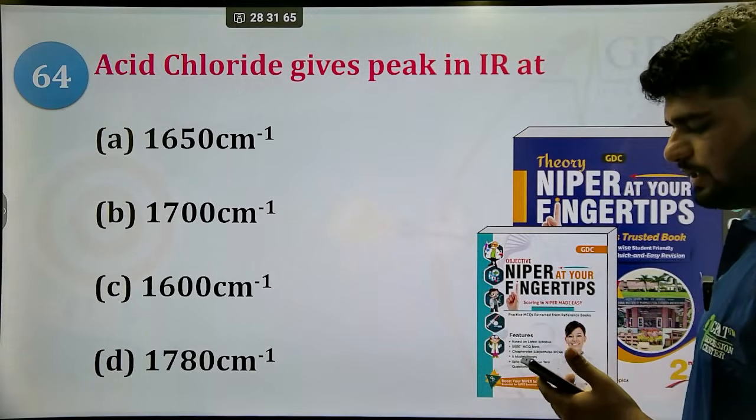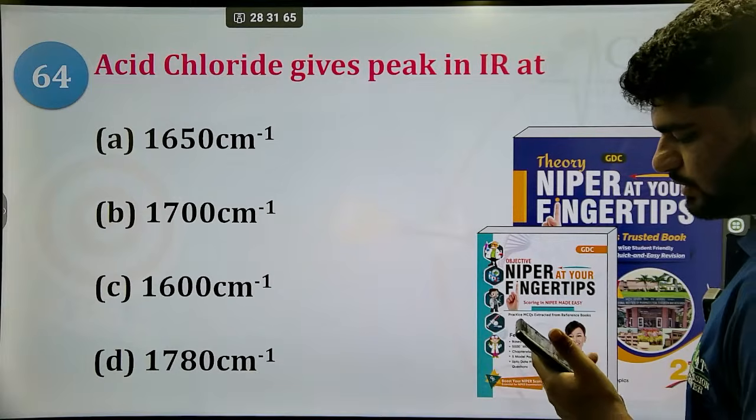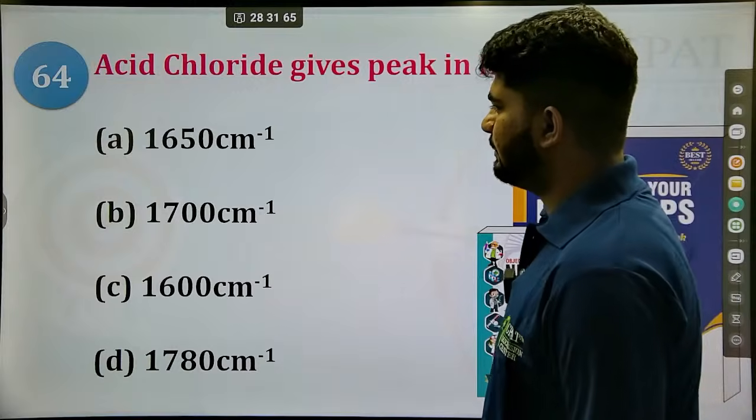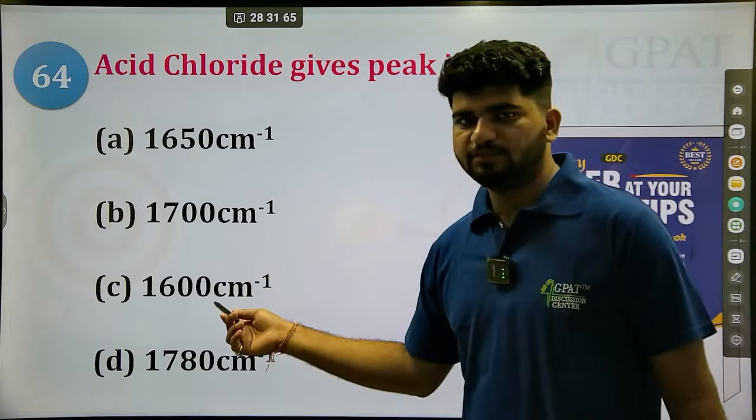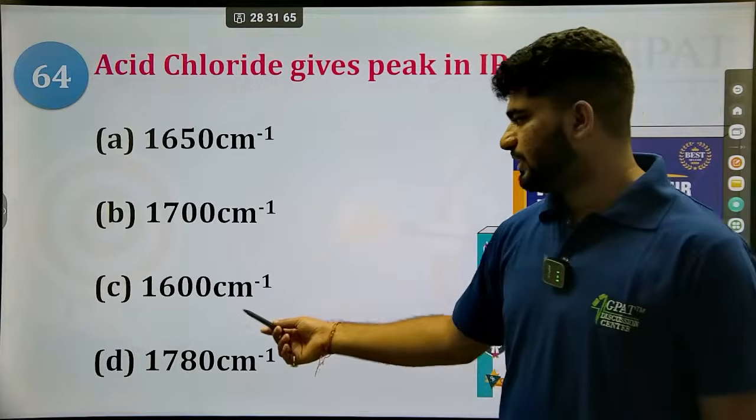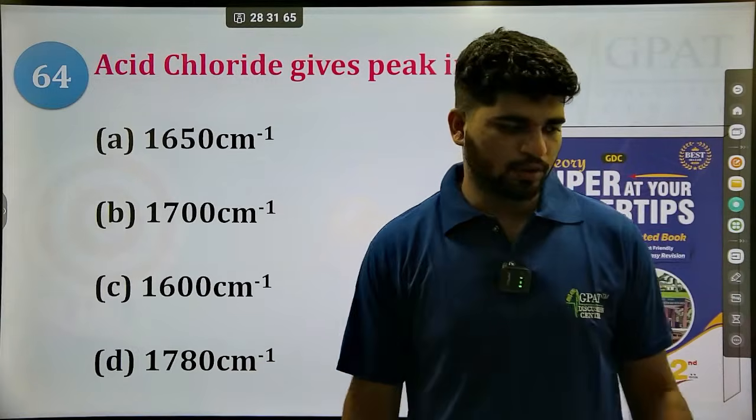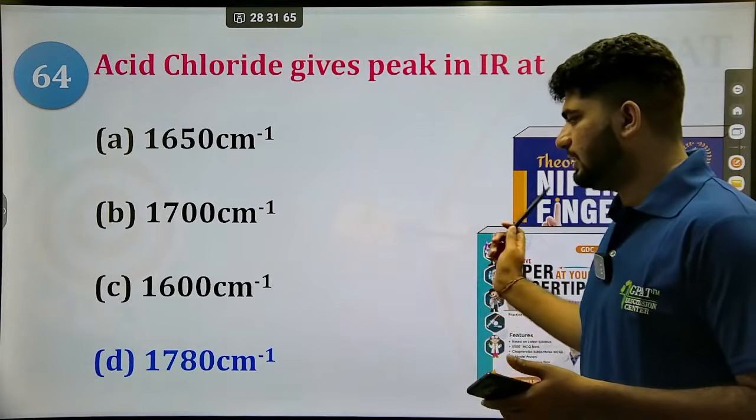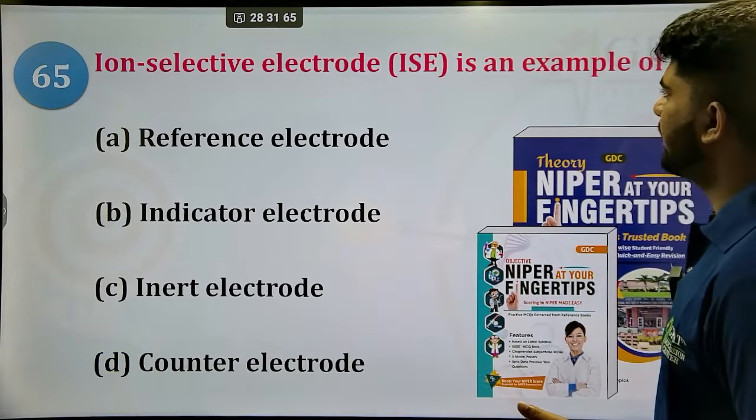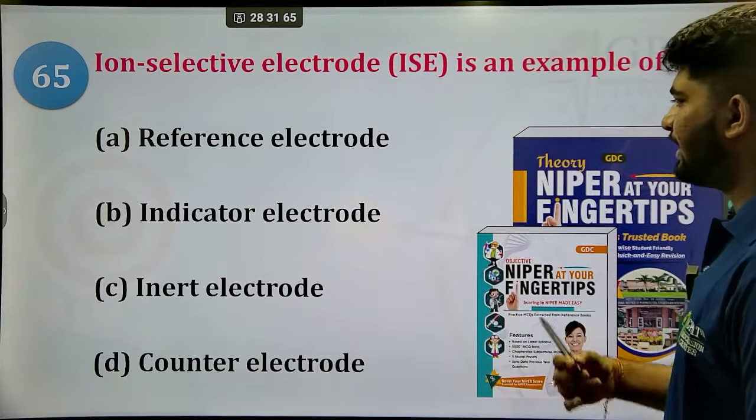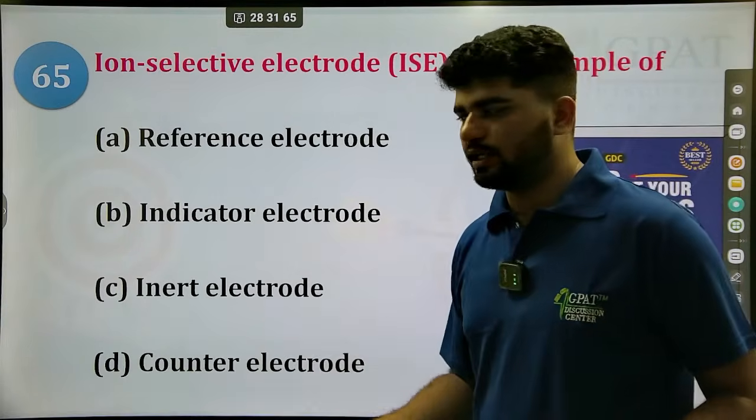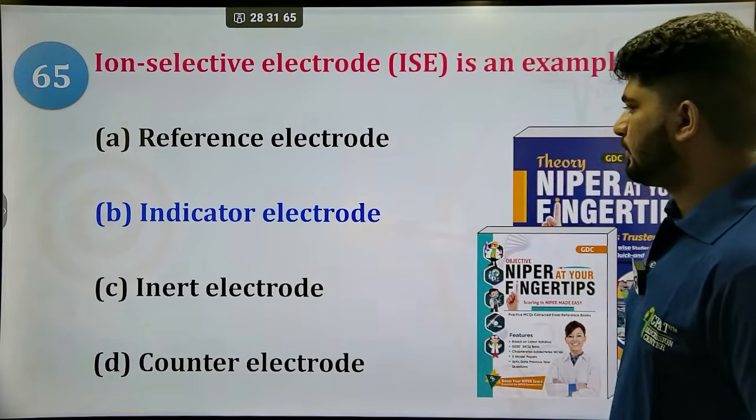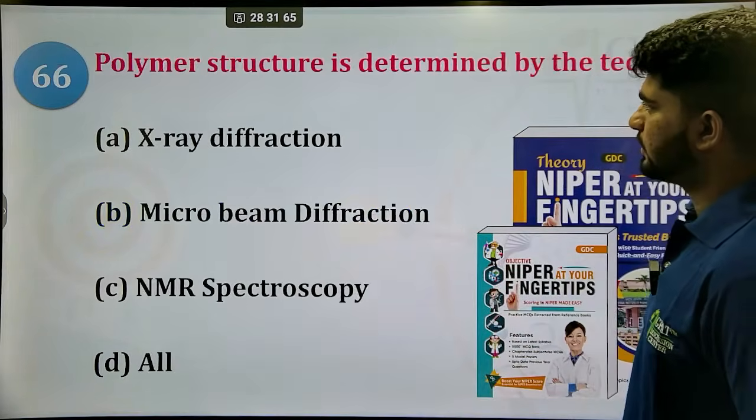Now, acid chloride gives peak in IR at 1650 centimeter inverse, 1700 centimeter inverse, 1600 centimeter inverse, or 1780 centimeter inverse. What's that? Yeah, 1650, 1700, 1670, 1780 centimeter inverse. What's that, guys? This is your simple 1780 centimeter inverse. Ion selective electrode, ISE, takes the ion only. Reference electrode, indicator, inert or counter electrode? That's your indicator electrode specific.